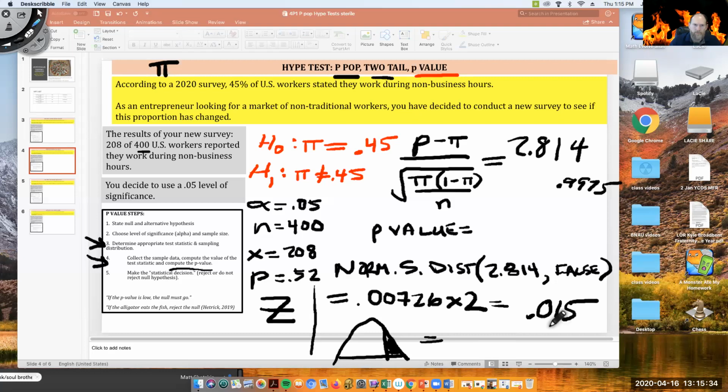Okay. So let's make sure we emphasize that we have to double it on a two-tailed. And so all your smart people, you're probably thinking ahead. So when I do a one-tailed, I don't double this. That is correct. That is correct. But we're not there at one-tailed yet. We will be.